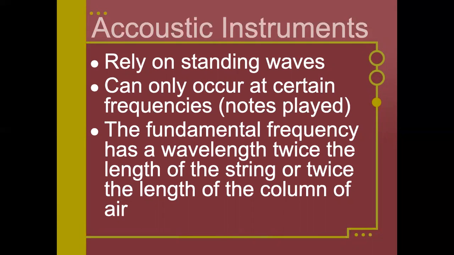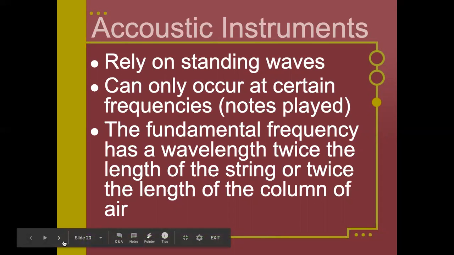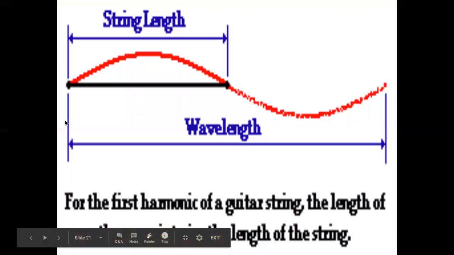That fundamental frequency, remember hertz, has a wavelength that's twice the length of the string, if we're talking about a stringed instrument, or twice the length of the column of air, if we're talking about a woodwind instrument or a trumpet or tuba or something like that. So fundamental frequency is the frequency of the note that's being played.